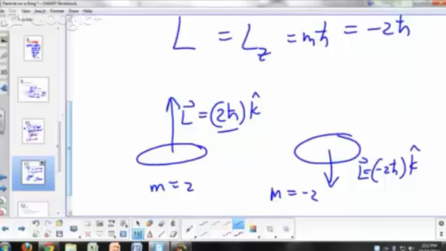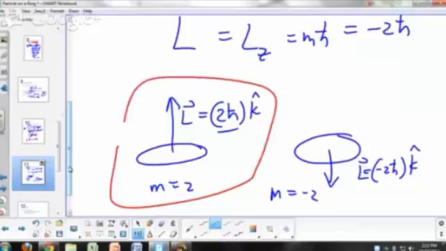So for this one on the left right here, what's the direction of motion of the particle? Follow your right-hand rule. Point your thumb to the direction of L. Which way are your four other fingers moving? Counterclockwise, right? So your particle is moving that way. And if L is negative, which way is your particle moving? It's going to be clockwise.